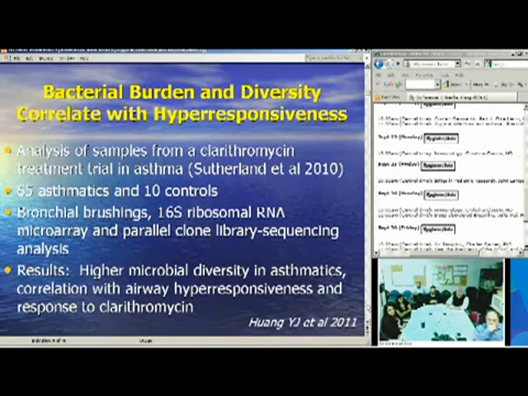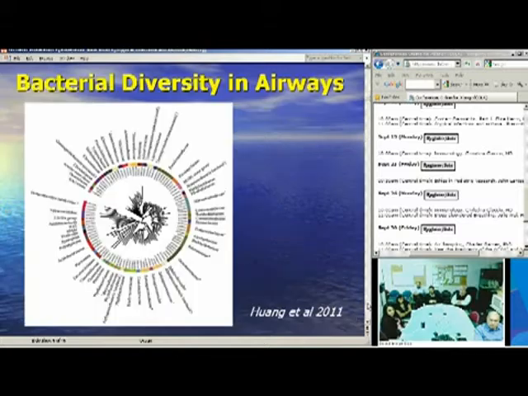So the second paper was a paper that came out in the JACI earlier this year, by Huang et al., and they used samples that were obtained from an earlier multi-institutional study published also, I think, in the JACI in the fall of 2010 by Sutherland et al. And they looked at bronchial brushings, and they used microarray as well as parallel clone sequencing analysis from 65 asthmatics and 10 controls. And they found what appears to be a substantially higher microbial diversity in the asthmatics. And this seemed to correlate with airway hyperresponsiveness and also response to antibiotic therapy. So these were observations that were not published in the original study, and this study was not designed for this purpose, but they're utilizing samples that were obtained in this study and then reanalyzing them.